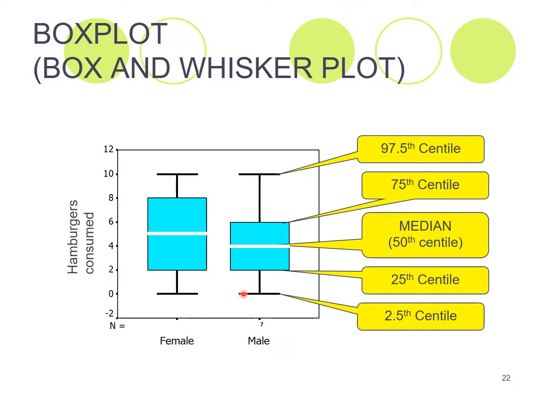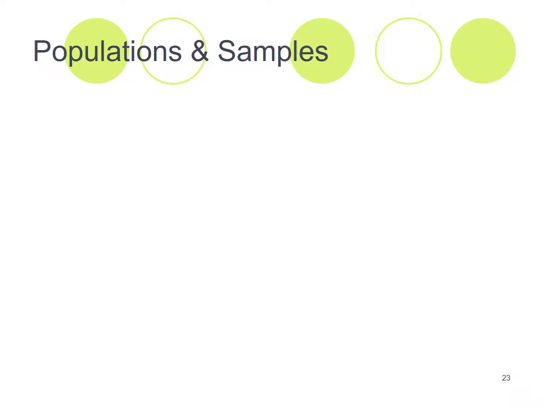And sometimes they put a little straight line across here, and that's showing you the 97.5th percentile and the 2.5th percentile as well. In here is your interquartile range, okay, which is showing you from 25 to 75.